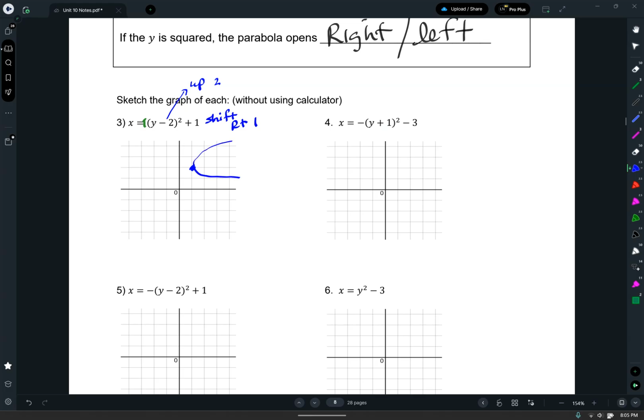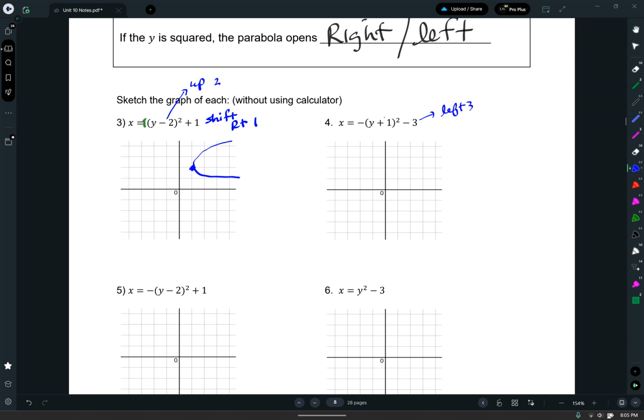Okay, let's try number 4. Now, because of that negative out in front, I know it's going to open to the left. So just keep that in mind. Okay, out at the end, remember that tells me right or left. So because it's a negative, we're going to say left 3.